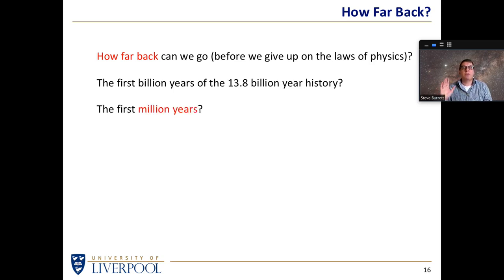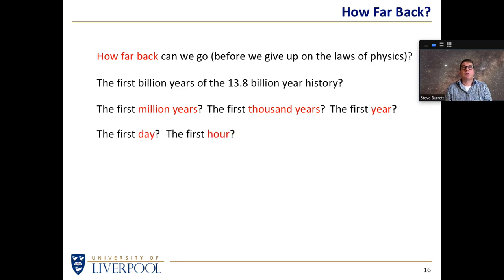Can we go back to the first 1 million years of the existence of the universe? Yep, no problem. What about the first 1,000 years? Yep, no problem. What about the first year? Yep. What about the first day? What about the first hour? What about the first minute? What about the first second? Yep, to the best of our understanding, the laws of physics that we understand today still held at that point. What about the first millisecond? Yep. What about the first microsecond?